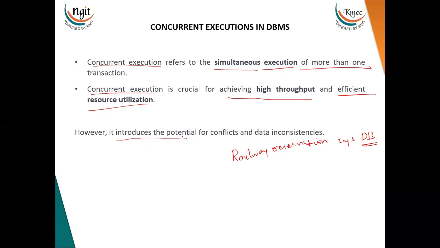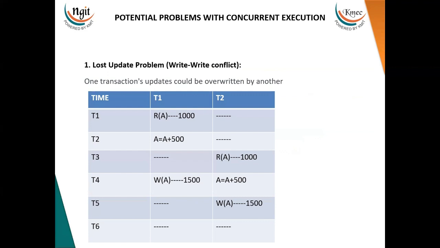It also introduces the potential for conflicts and data inconsistency. So not only the advantages that we have with the concurrent execution of transactions, it may sometimes lead to several conflicts, which in turn lead to data inconsistencies in the database. Let us see what kind of conflicts we may face when multiple transactions execute concurrently with each other.